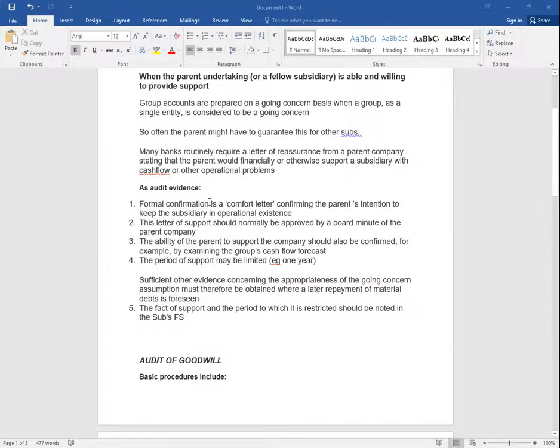So I would want this formal confirmation. I would want this in form of what? A representation letter. This letter of support should normally be approved by a board minute of the company. So the concept here is that I would ask for board minutes to be comfortable, even as an auditor, for sure, that this thing has not come from a single individual director.